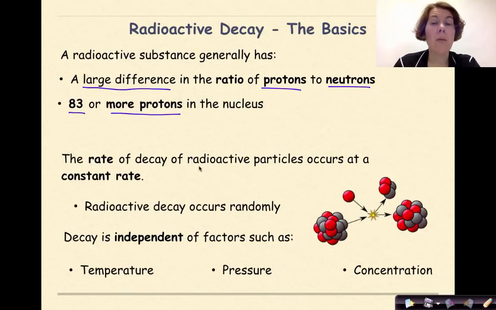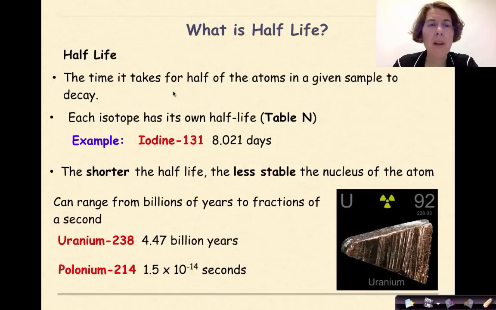The rate of decay of radioactive particles occurs at a constant rate. Radioactive decay occurs randomly. Decay is independent of factors such as temperature, pressure, and concentration, which we also know as molarity. So what is half-life?